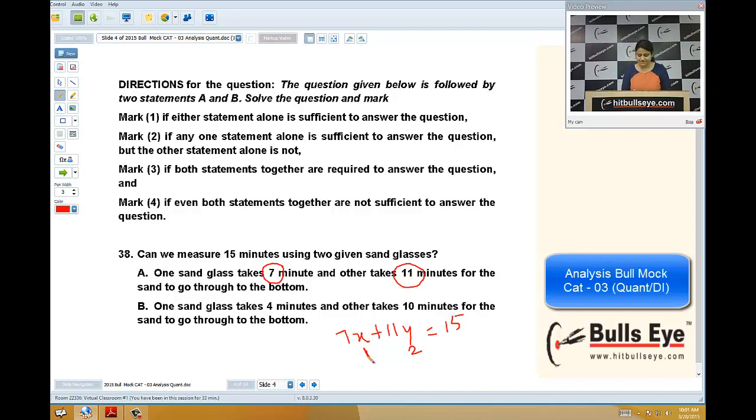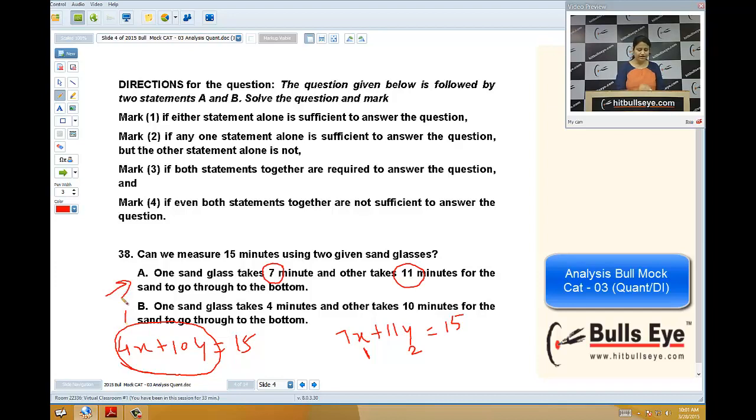Now I'm taking statement B. It says 4x plus 10y is equal to 15. Obviously, a solution to this problem is not possible. Why so? Because 2 will come out of 4x plus 10y, and 2 is not dividing 15. 2 into something can never be 15. That's why a solution to this problem is not possible.